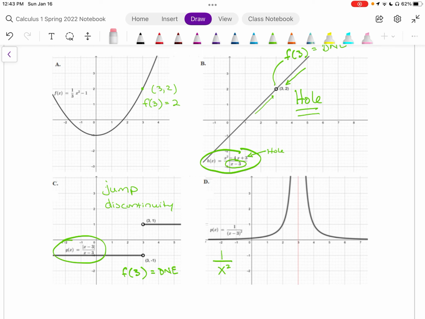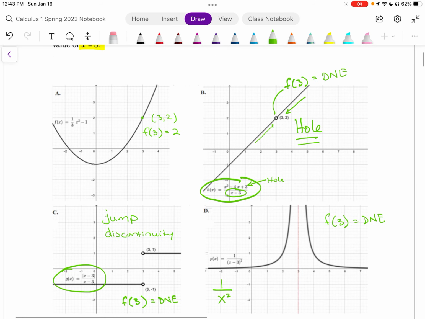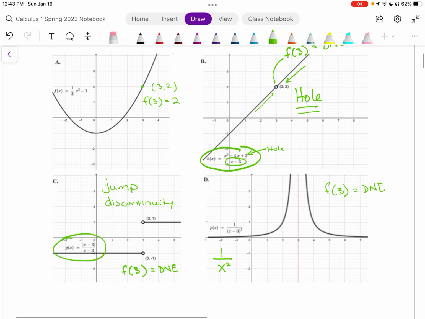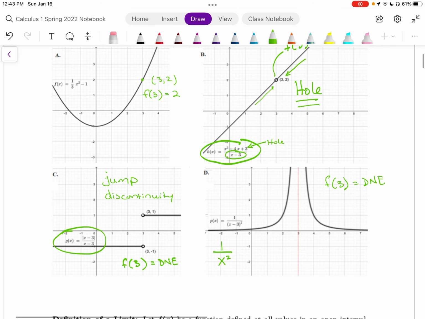Okay, so in this one, again, if we look at f of 3, we would say that it does not exist. So in B, it was a hole. In C is a jump. And in D, it is called an infinite discontinuity. Infinite discontinuity. Okay, because both of these go to infinity, but they never get to 3. They get closer and closer and closer and never get to 3.